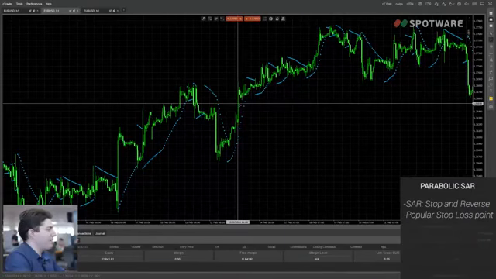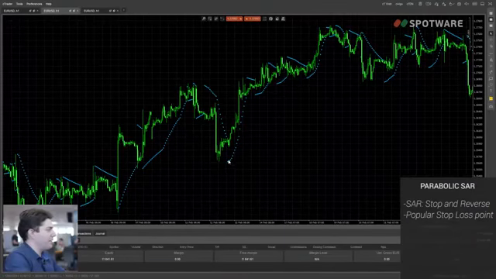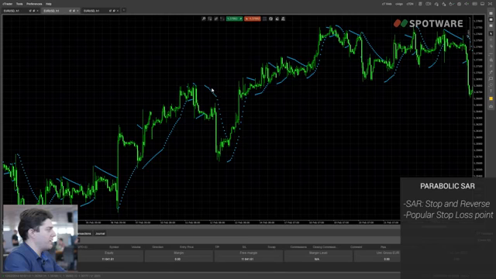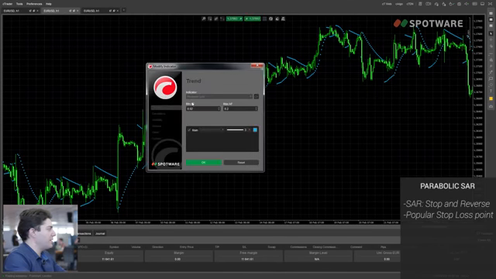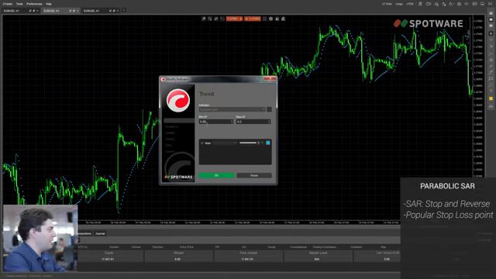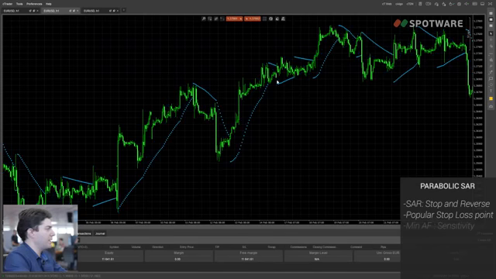The main concept of the parabolic SAR is pretty simple to explain. If the dots are below the candlesticks, then you're supposed to go long. If the dots are above the candlesticks, then you're supposed to go short. You can change the sensitivity of the indicator by changing the AF parameter. It was 0.02. If we make it 0.05, you see that the indicator now became a lot more sensitive. And if we make it even smaller, like 0.01, it's going to be less sensitive.